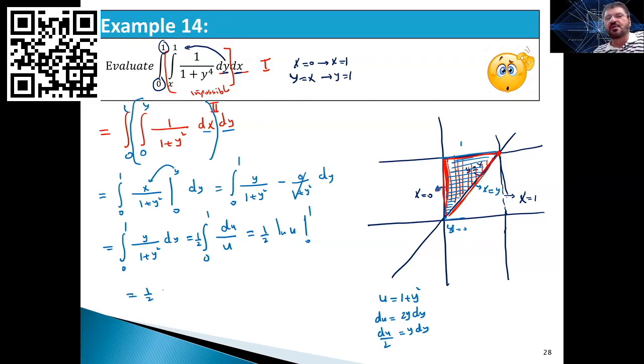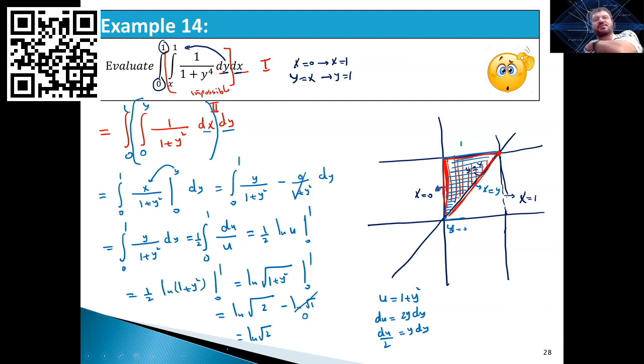But what's u? u is 1 plus y squared, from 0 to 1. I can bring the half in, so this is ln square root of 1 plus y squared from 0 to 1. Put the 1: ln square root of 2 minus ln, put the 0 here, you get square root of 1. But square root of 1 is 1 and ln 1 is 0. So the final answer is ln square root of 2.